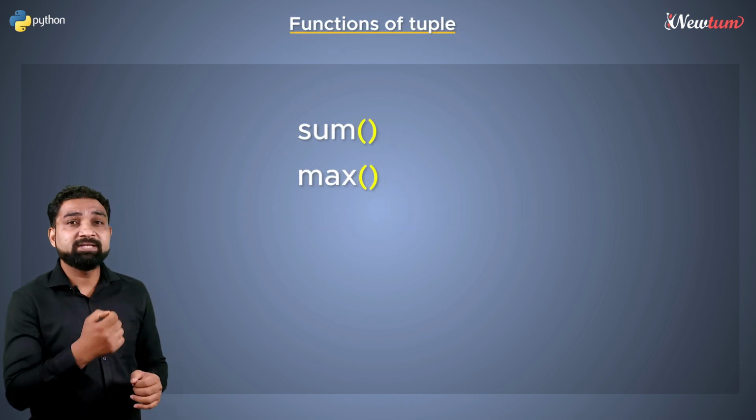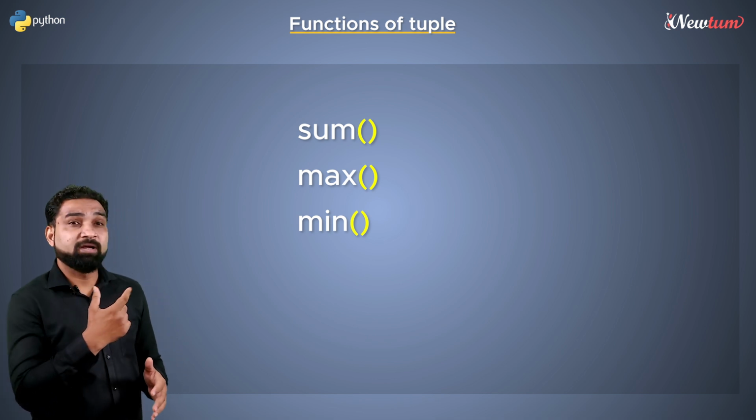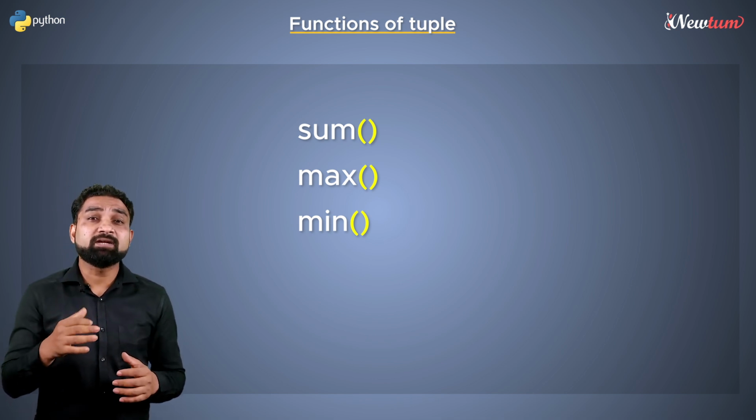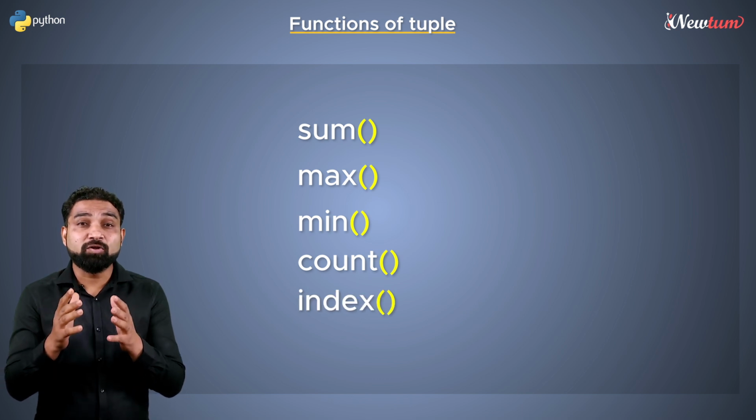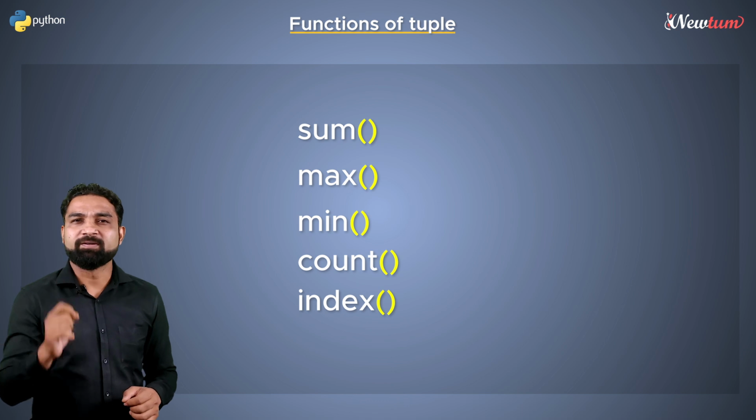In this session we will study important functions around the tuple. Sum, max, min are general functions in Python which are available for tuple. Other functions like count and index are part of the tuple object. Let's see all of them one by one.